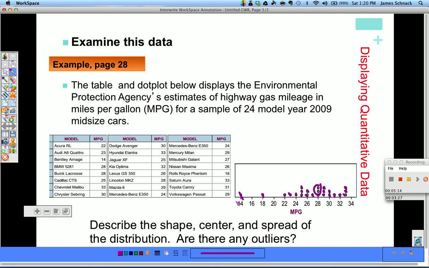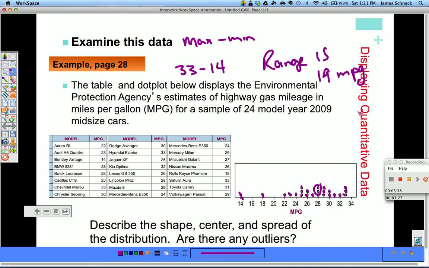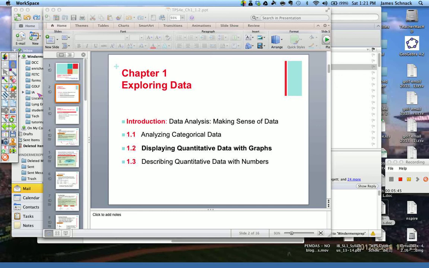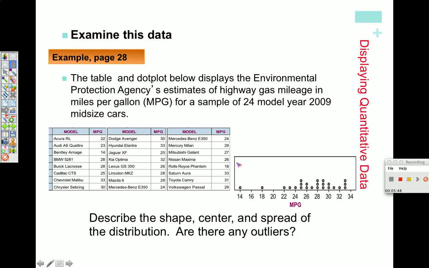which tells us that a typical mid-size car in 2009 was getting around 28 miles per gallon. Our spread, we used the spread measurement of the range here to talk about how spread out the data is. So we take the maximum value minus the minimum value. So in this case, 33 minus 14, our range is 19 miles per gallon. That tells us how spread out we are, how much room there is for variability in our data. So let's continue forward.